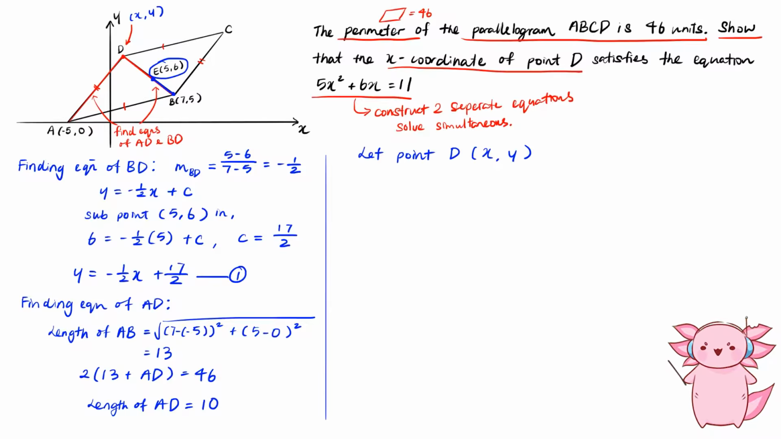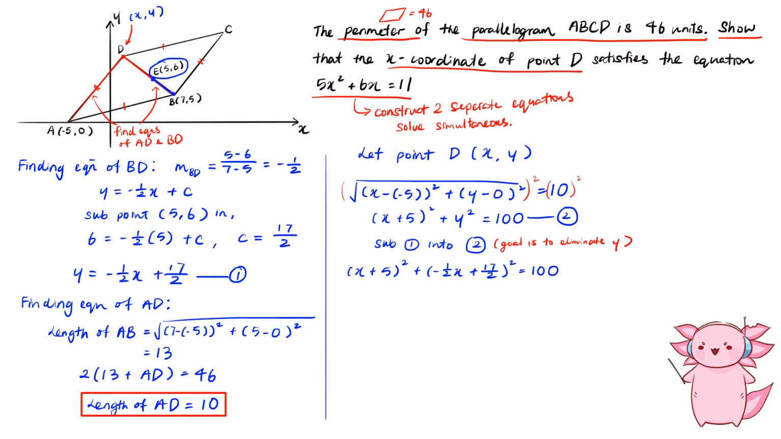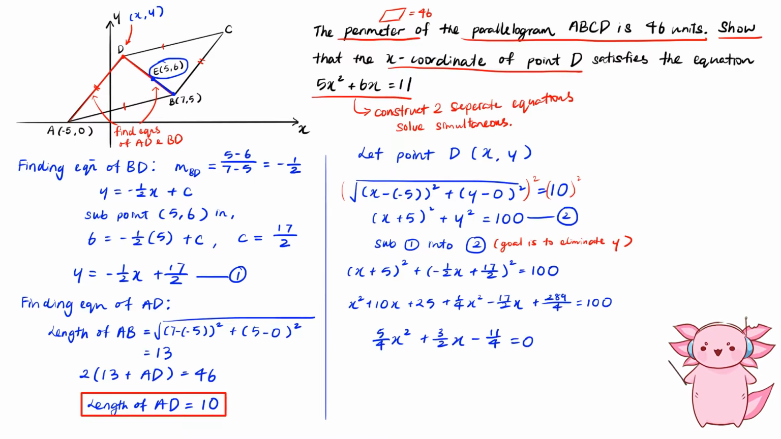Then we can let this point D be (x, y), and since this length here is 10 units, we can use the distance formula to come up with our second equation. Now we just simply square both sides to make it easier and call this equation 2. Since we want to find the x-coordinate, we sub equation 1 into equation 2 to get rid of the y, and after some expansion, we manage to show that it satisfies this equation over here.